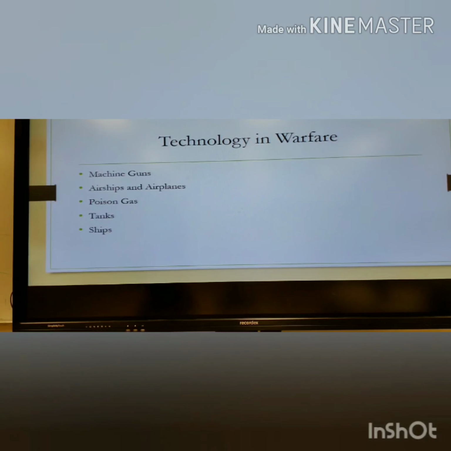So the invention of these weapons during the war resulted in the war ending at a much quicker pace. Make sure you write down these new forms of weapons. During World War I, the machine guns, airships, poisonous gas, you see it, write it down.